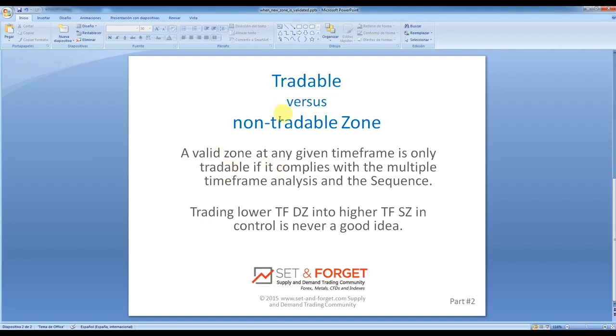So, let's talk about the tradable versus non-tradable zone. A valid zone at any given time frame is only tradable if it complies with the multiple time frame analysis and the sequence. What does that mean? That you need to apply the sequence.